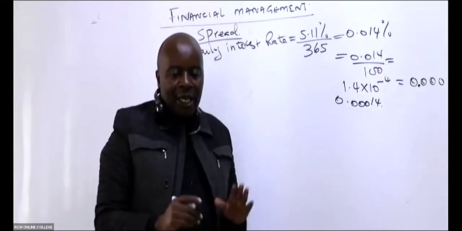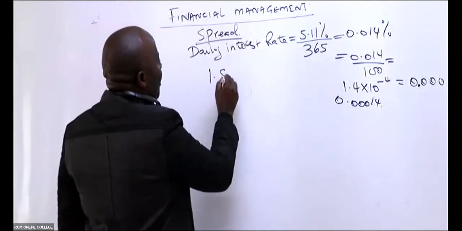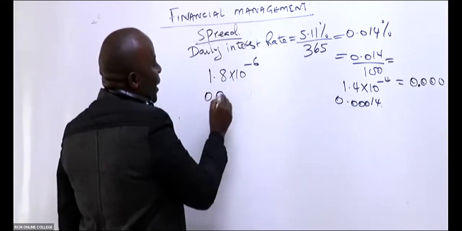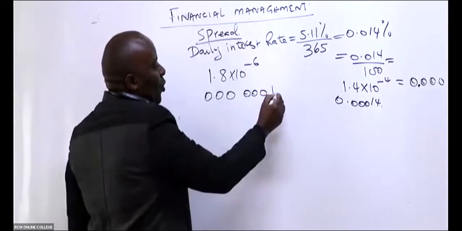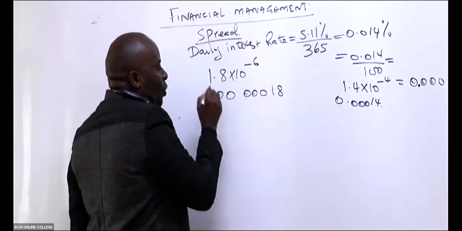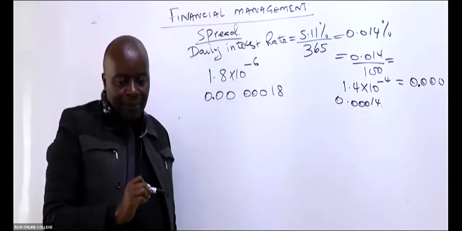So is that okay up to here, ladies and gentlemen? If, for example, they tell you 1.8 times 10 raised to negative 6, you simply write six zeros. And then you write 18 without putting a decimal. And then in between the first two zeros, you put a decimal. That is very, very important.